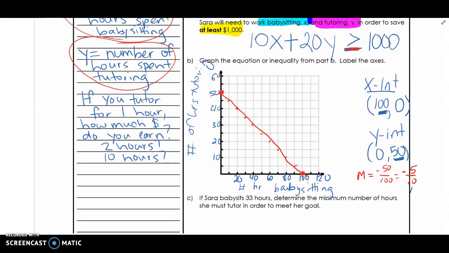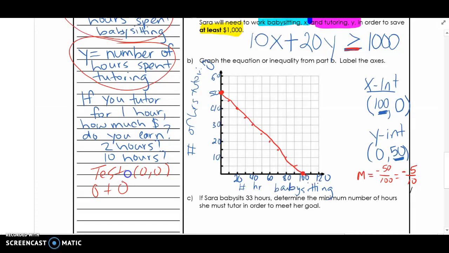To decide which side of the line to shade, we can use a test point. If I test the point 0, 0, and I plug it into the inequality, I'm going to plug it into that original inequality. Even if you solved for y and put it into slope-intercept, it's still a suggestion to go back and plug it into the original inequality.